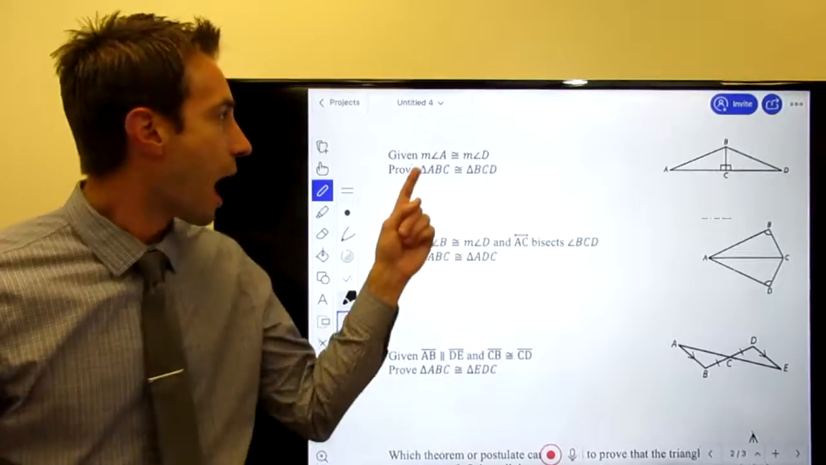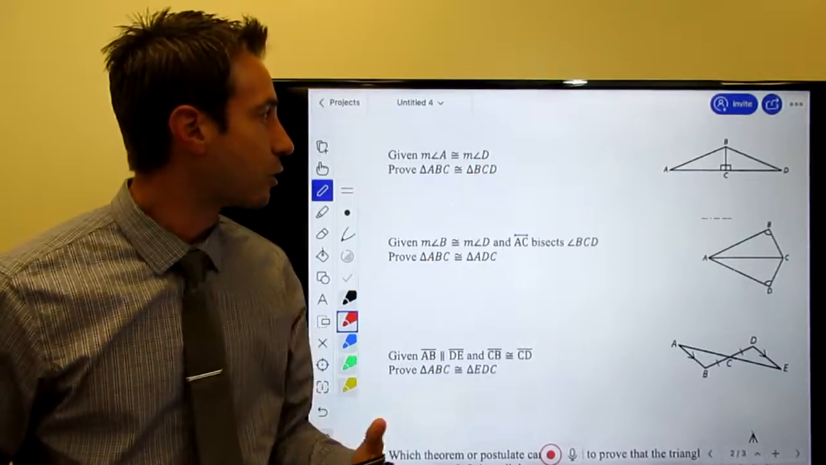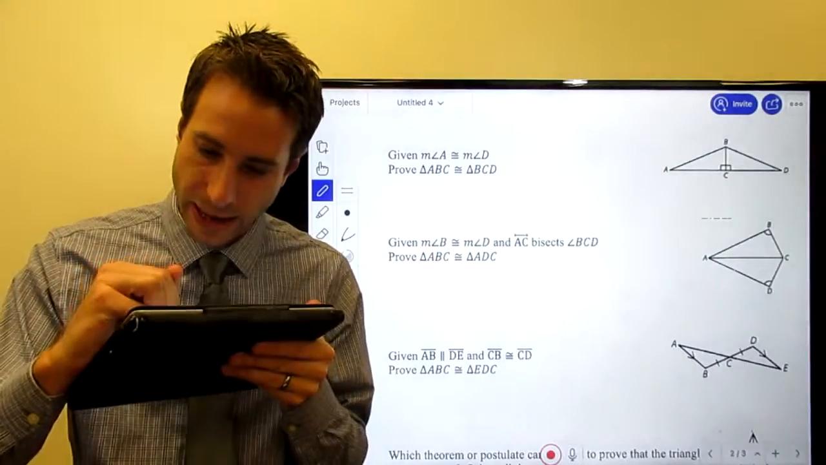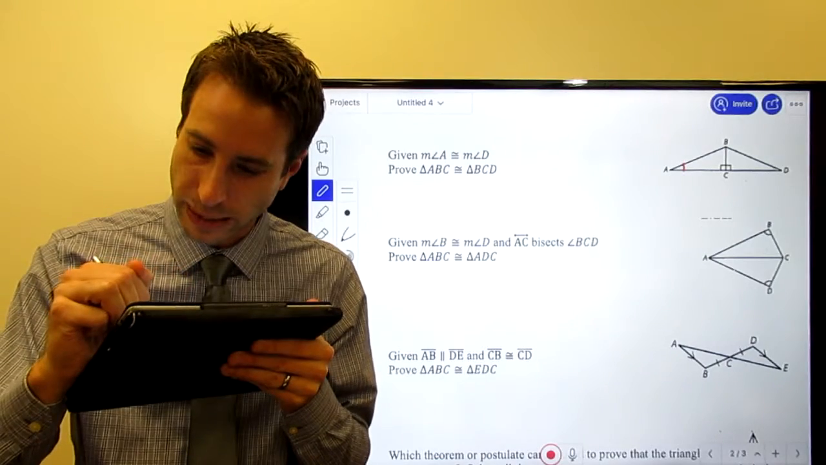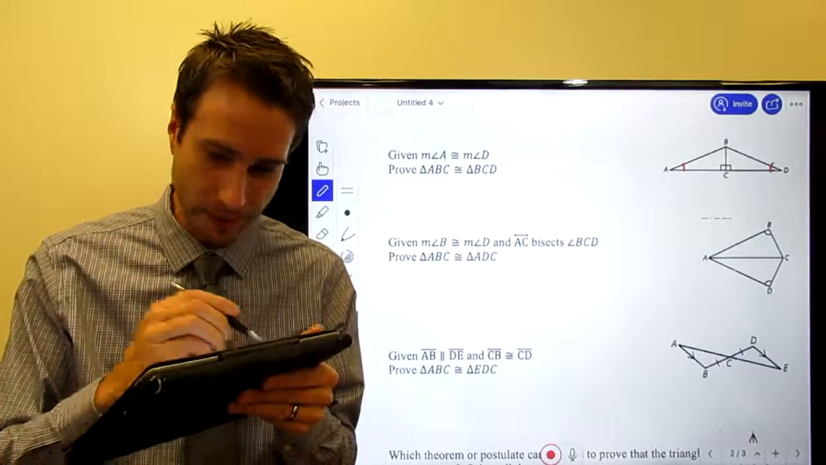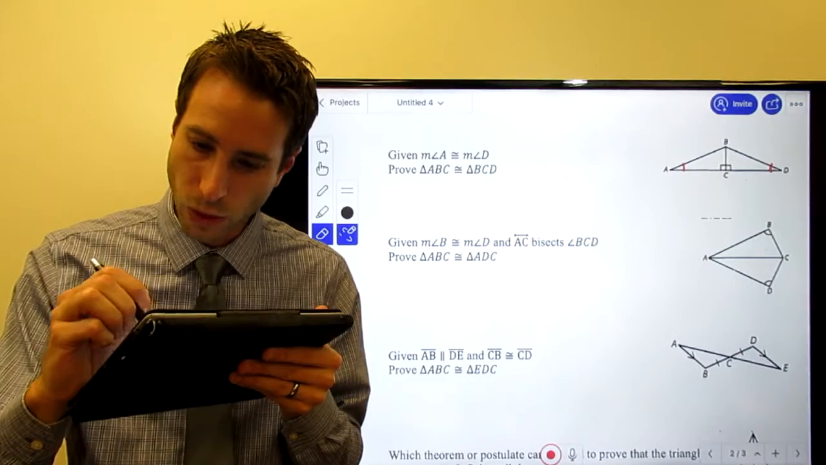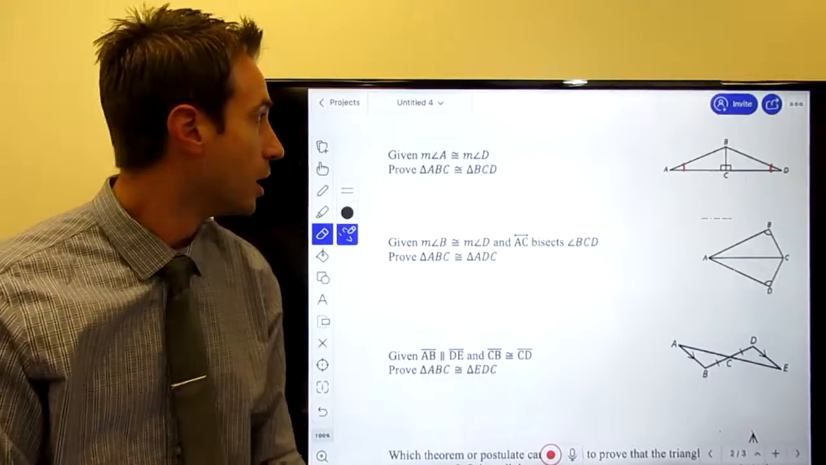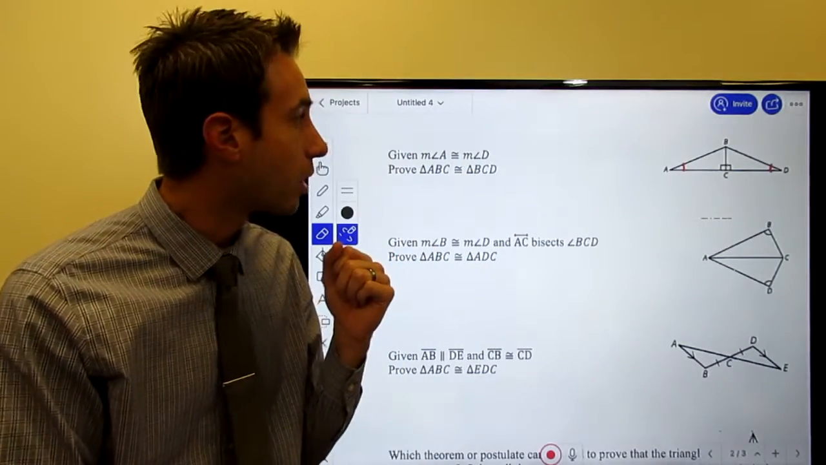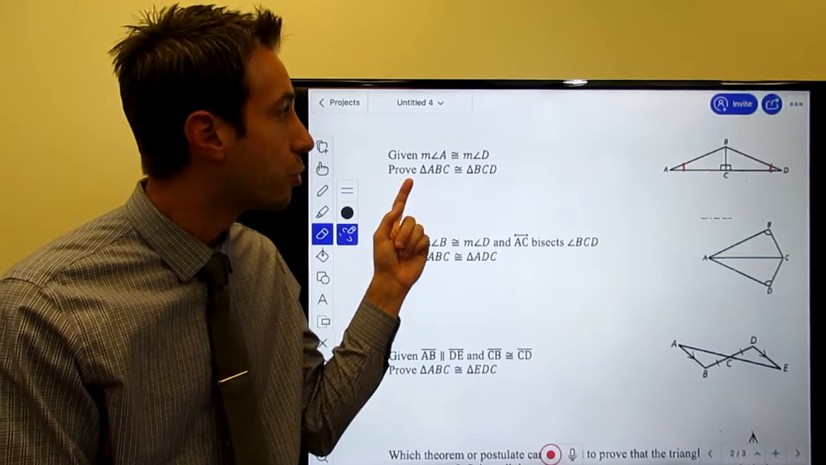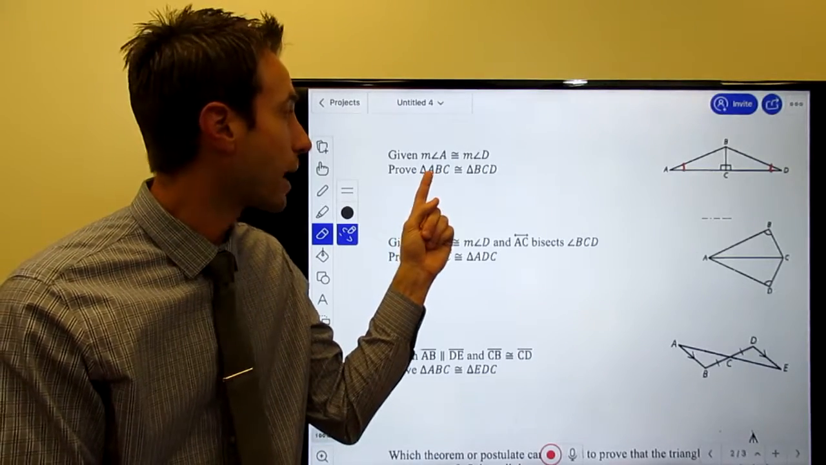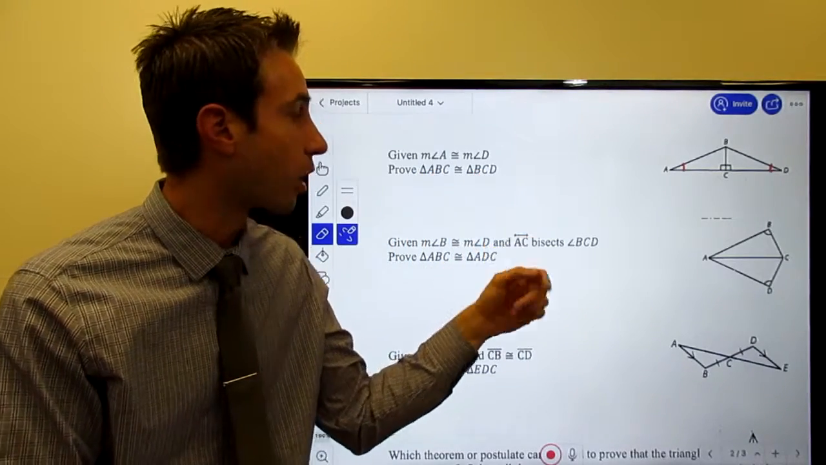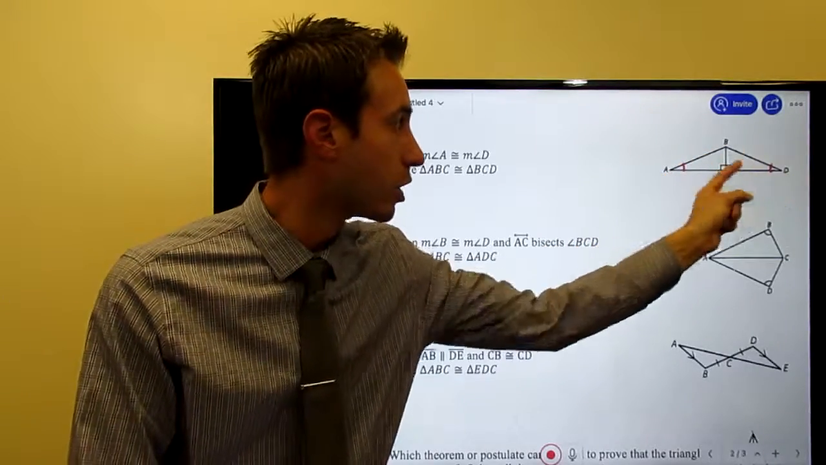So here we go. I tell you that angle A and angle D are congruent. Let's go ahead and put that. Angle A right there and angle D are congruent. Fantastic. What else do I tell you? I want you to prove triangle ABC and BCD are congruent. So I want you to prove the two triangles are congruent.